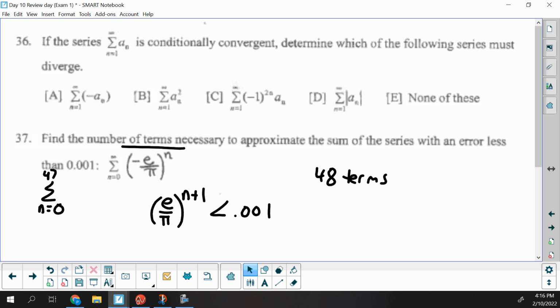If it had been n equals 1 on the bottom, we would have said 47 terms. If it had said what value of n, then we would just say n is 47. But it said how many terms, so we've got to take into account that the 0 is the first term, so 47 would really be the 48th term. Now sometimes we'll have n equals 1 on the bottom, and it would just be 47 then, but just be careful, look and see what that bottom number is.